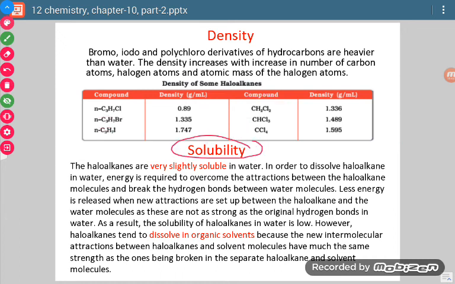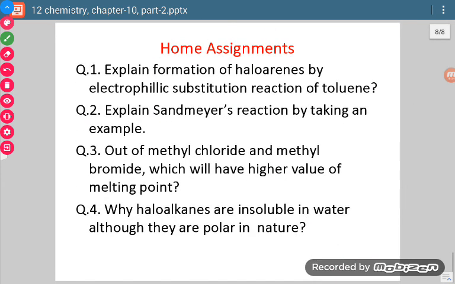Okay. Now let us come to solubility. Now here question comes that although haloalkanes are polar in nature, they are not soluble in water. Why? So what is the reason? See, in case of haloalkanes, polarity is there, but they are not able to form hydrogen bonds. There is no hydrogen bond formation with water molecules. So they don't form hydrogen bonds with water molecules, so they are not soluble in water. Okay, so this is the simple reason which you can quote for this.